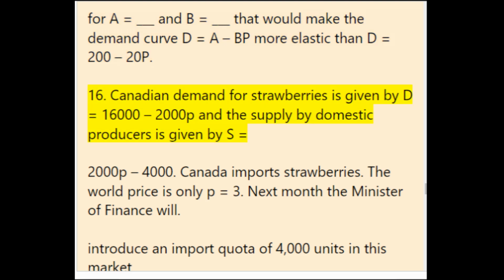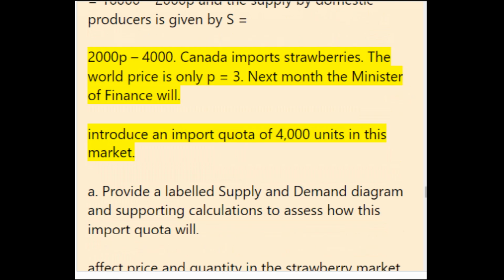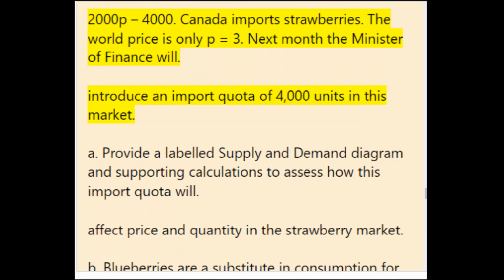16. Canadian demand for strawberries is given by D equals 16,000 minus 2000p and the supply by domestic producers is given by S equals 2000p minus 4000. Canada imports strawberries. The world price is only P equals 3. Next month the Minister of Finance will introduce an import quota of 4,000 units in this market.